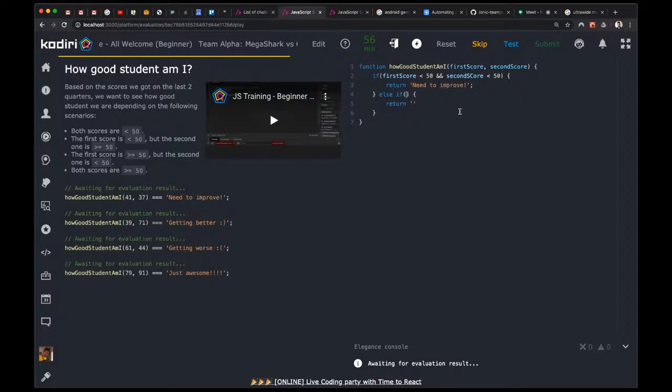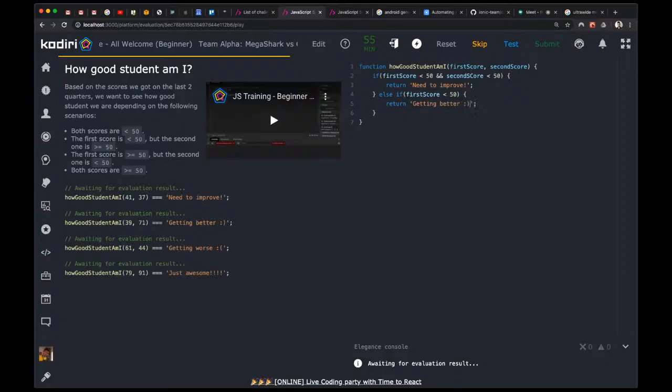And then else if. If, for instance, the second score is, actually, let's start with the first score. If first score is less than 50, can anyone tell me what I'm gonna return here on line number 5? Getting better. Why? That's correct. That's correct, Maxime. Getting better. But why getting better and not getting worse?